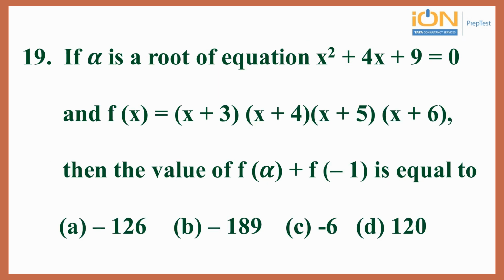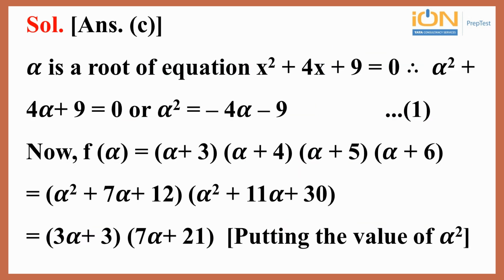Let's move on to the next question, question number 19. If alpha is a root of the equation x squared plus 4x plus 9 equals 0, and f of x is equal to (x plus 3)(x plus 4)(x plus 5)(x plus 6), then the value of f of alpha plus f of minus 1 is equal to: first option, minus 126; second option, minus 189; third option, minus 6; and fourth option, 120. The right option is C. Let's see how it goes.